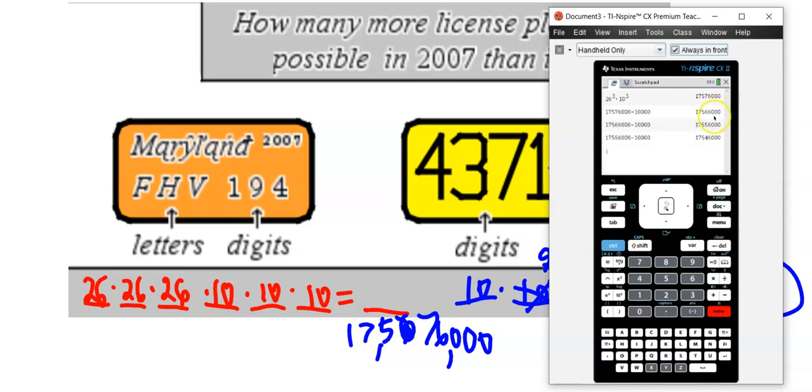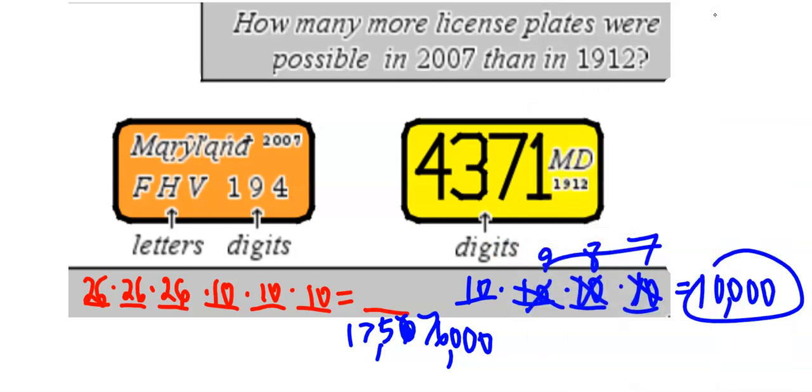So whatever 10,000 minus that is. 17,566,000 would be the difference between the two. So if I subtract 10,000 from that number, you get the number of license plates difference.